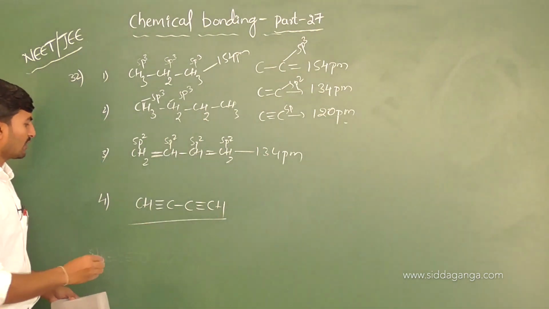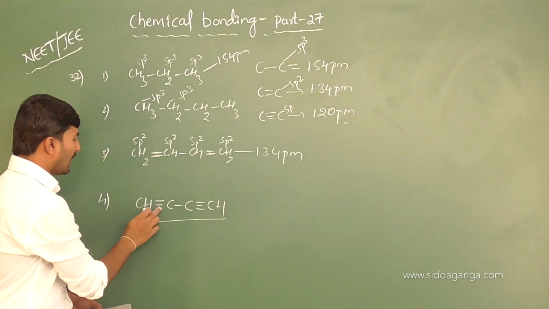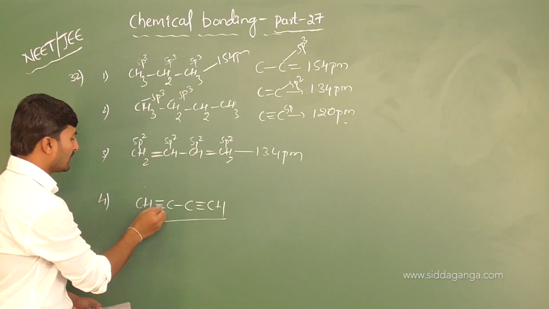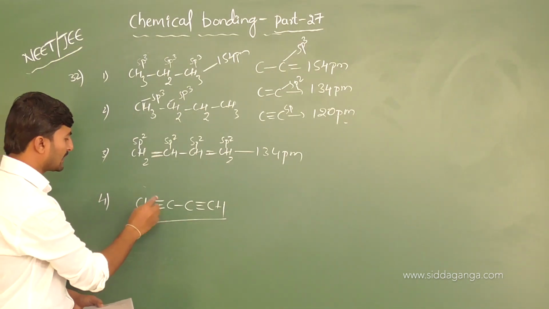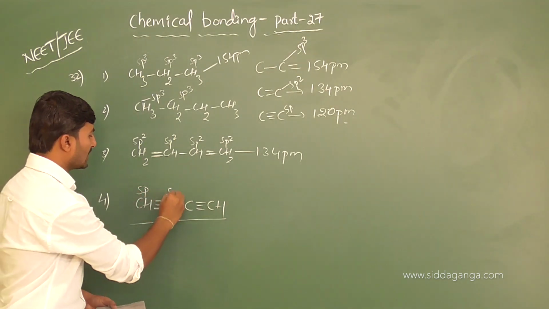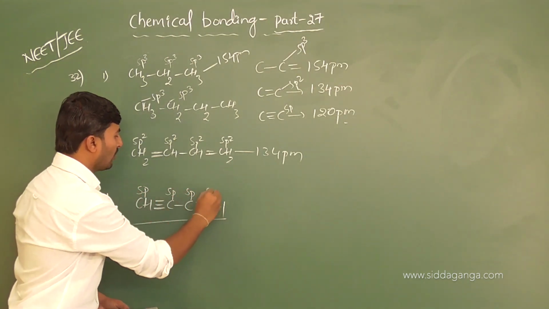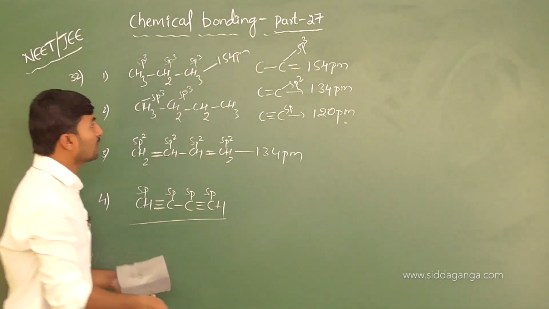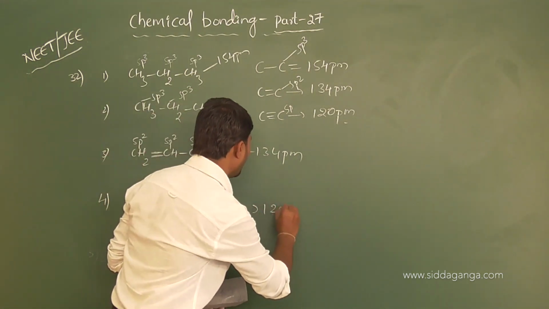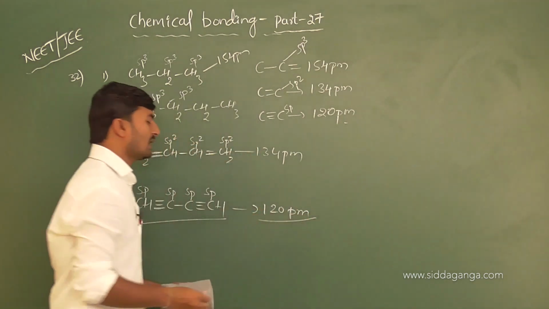At last, in this question, this carbon atom will have a single bond and one more sigma, so 2 sigma and 2 pi bonds are present. That means it exhibits sp hybridization. All the carbon atoms here can exhibit sp hybridization. That means they can exhibit a bond length of 120 picometer. Okay, which is the right option here?